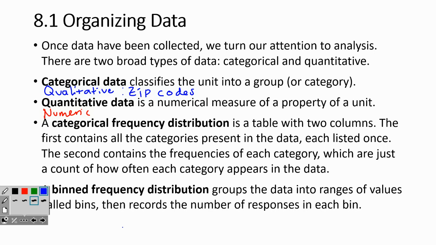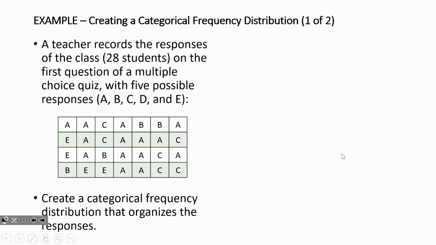Next up, we have what a categoric frequency distribution is. That gives you all the categories present in the data and then how often they occur. A bin frequency distribution groups the data into ranges called bins and then reports the number of responses in each bin. So let's take a look at this. A teacher records the responses of the class, 28 students, on the first question of a multiple choice quiz with 5 answer responses possible, A, B, C, D, and E. Create a categoric frequency distribution that organizes the responses.